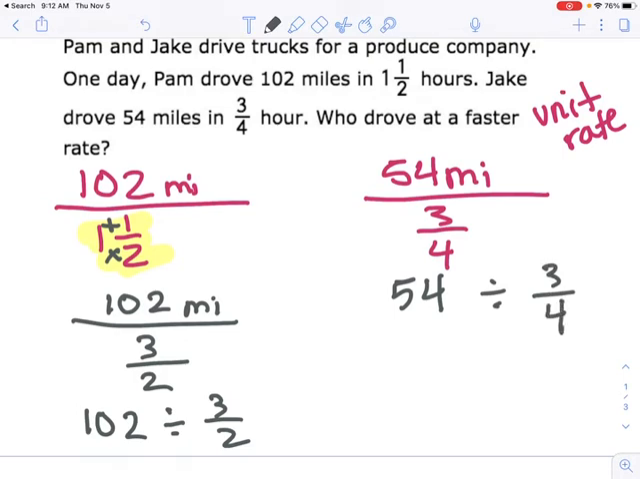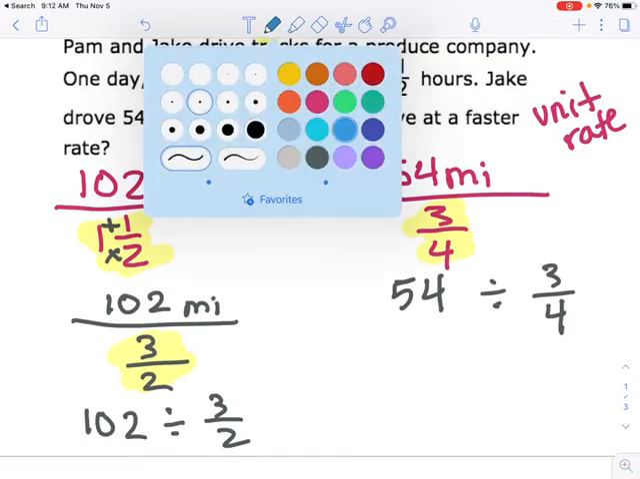Reason being is because we are traveling at 2 different times. So Pam is driving 3/2 of an hour and Jake is driving 3/4 of an hour. We want to figure out how fast they're driving in 1 hour so we can actually compare the two. Let's go ahead and calculate these out.